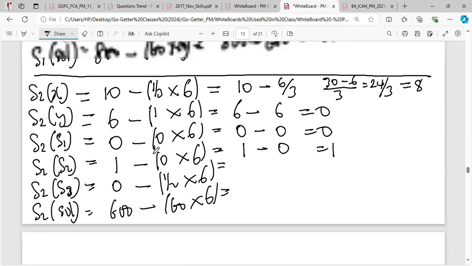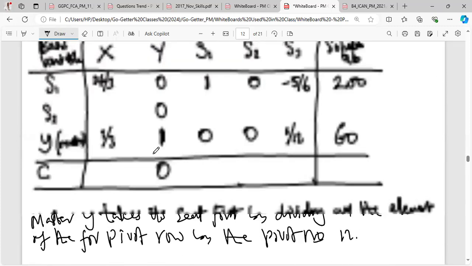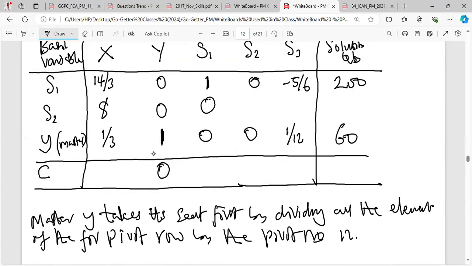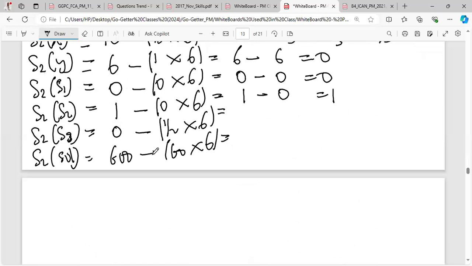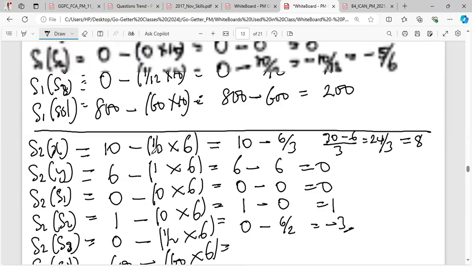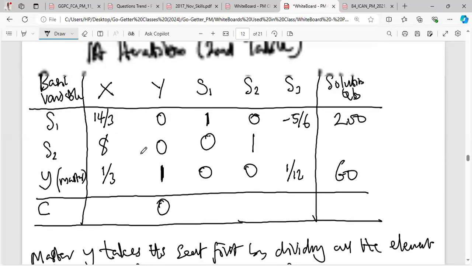So I have 0 and 1. Let me put that first before I forget it. We have 0 and 1. Okay. Then we will now do this one here to be 0 minus 6 over 2. This is going to be like minus 3. So we have minus 3 here. So put our minus 3 here.